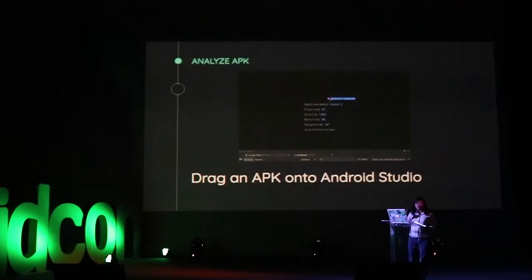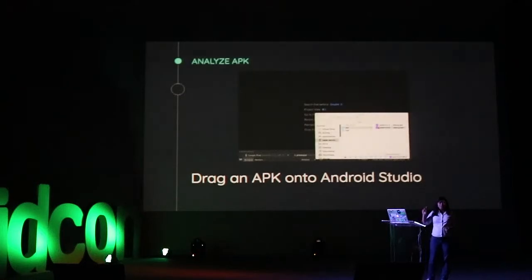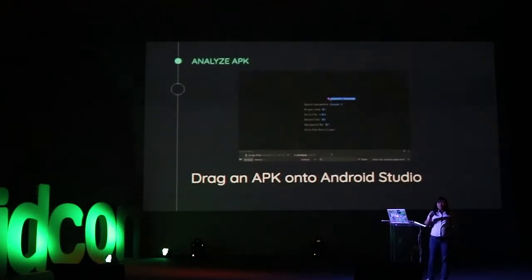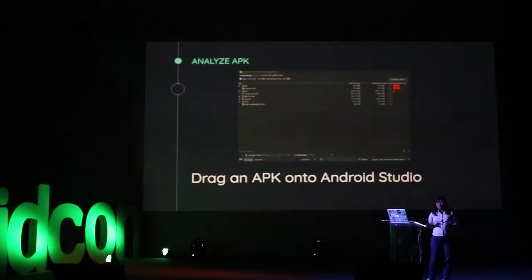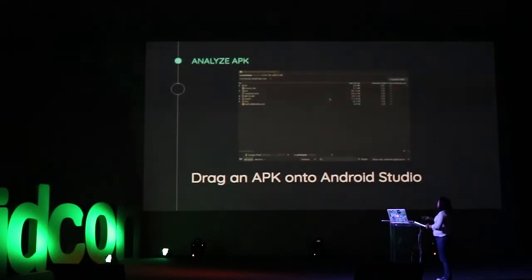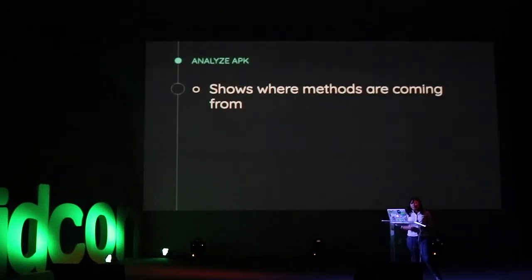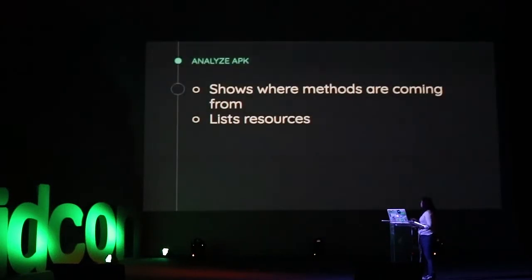You can drag an APK from the Finder to Android Studio. If you try dragging and dropping an APK into Android Studio, it will automatically run the tool for you and show you this result. You can also do that by double-clicking an APK from Studio, or you can go to Build, Analyze APK.